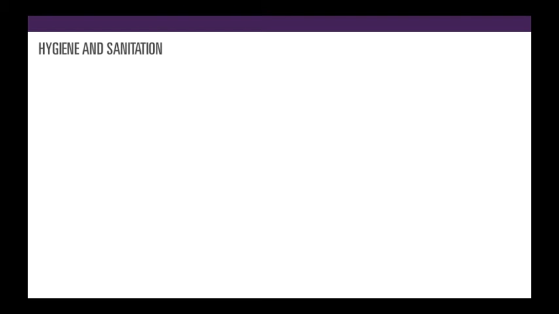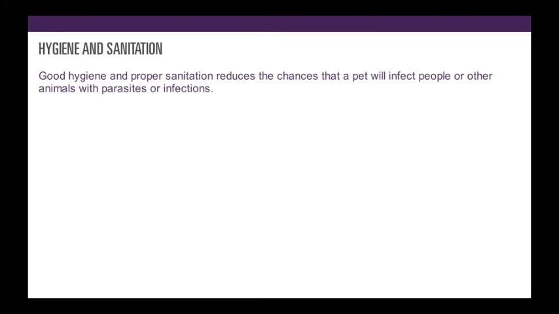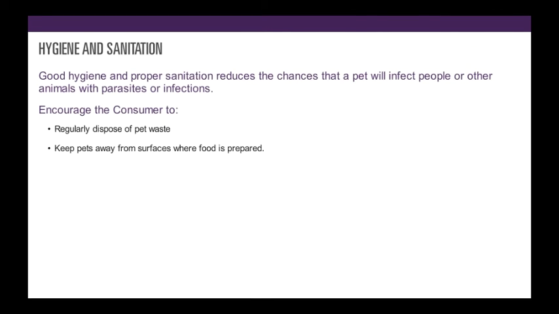Consumers with animals should practice good hygiene and proper sanitation. This reduces the chances that a pet will infect people or other animals with parasites or infections. Encourage the consumer to regularly dispose of pet waste. There should be no pet waste on floors or overflowing litter boxes. Consumers should not allow their pets on or near places where food is prepared.